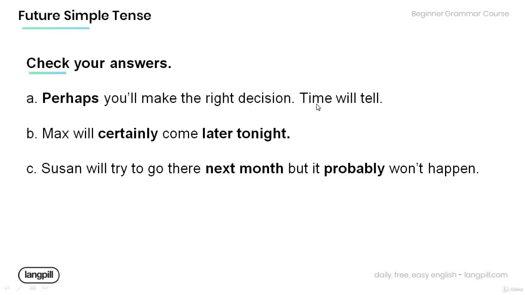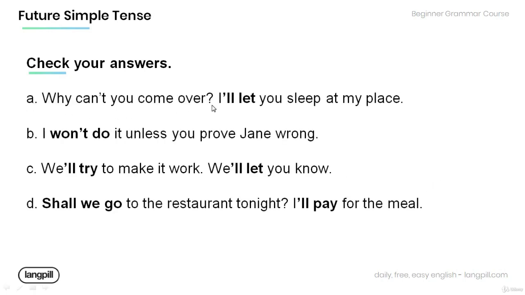Perhaps you'll make the right decision. Time will tell. Max will certainly come later tonight. Susan will try to go there next month, but it probably won't happen. Why can't you come over? I'll let you sleep at my place. I won't do it unless you prove Jane wrong. We'll try to make it work. We'll let you know. Shall we go to the restaurant tonight? I'll pay for the meal.